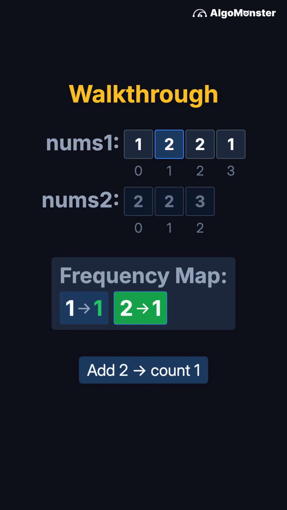Process 2. Add it with count 1. Map is 1 maps to 1, 2 maps to 1. Process the second 2. 2 is already in the map. Increment to 2. Map is 1 maps to 1, 2 maps to 2.